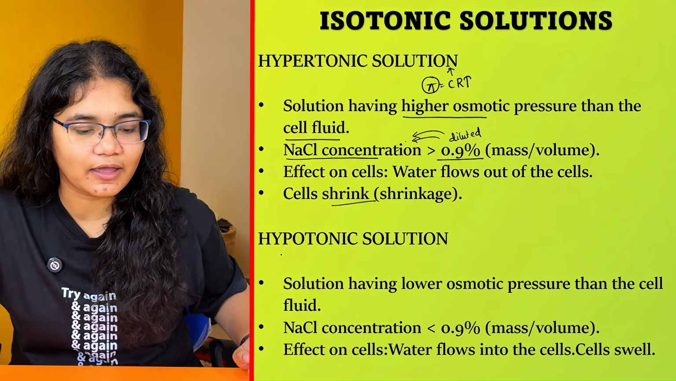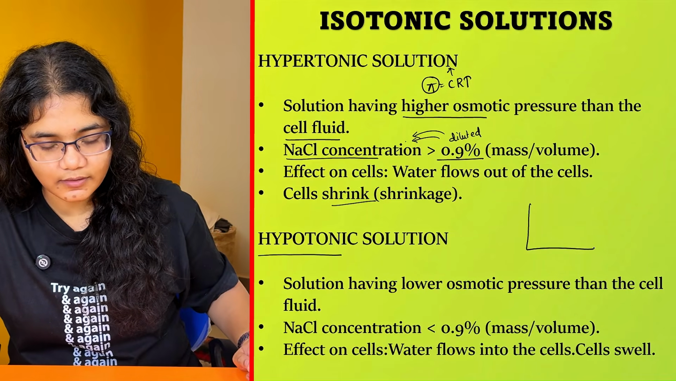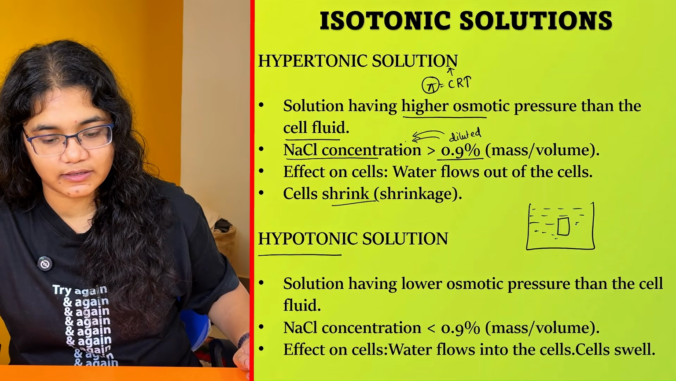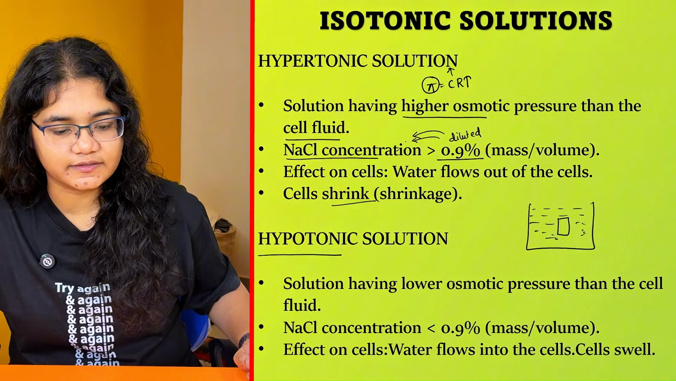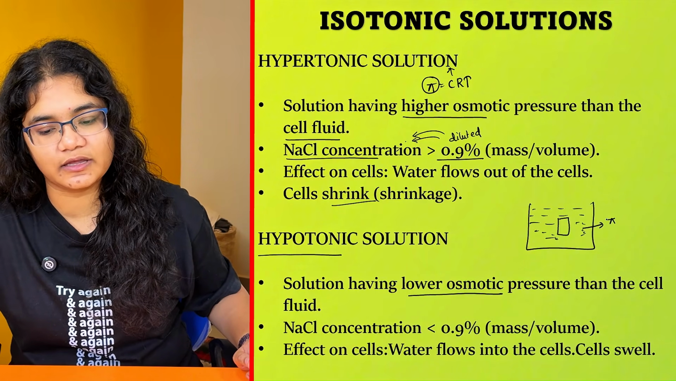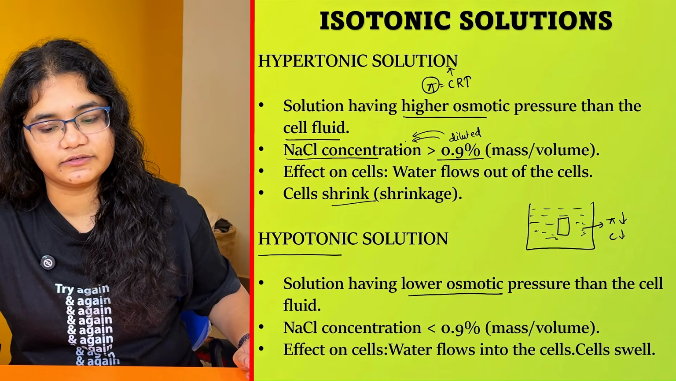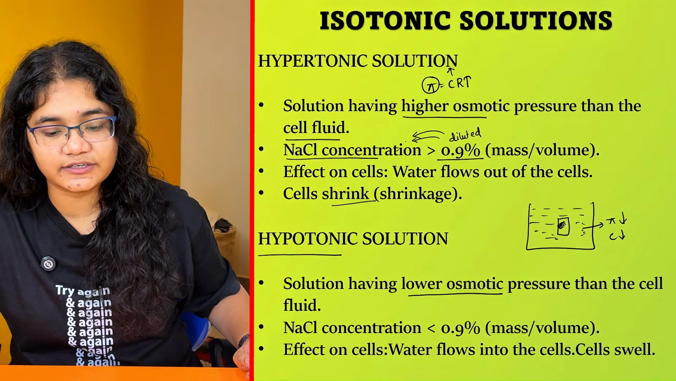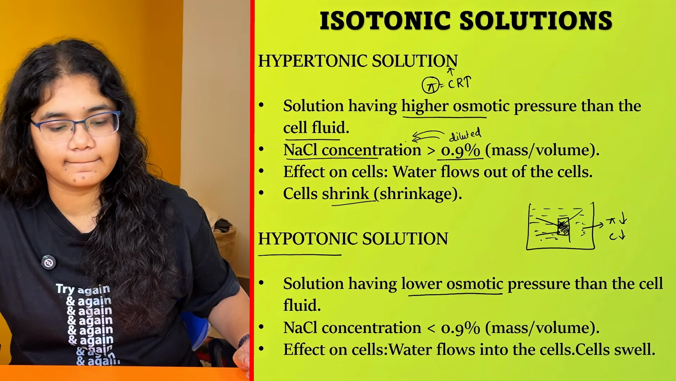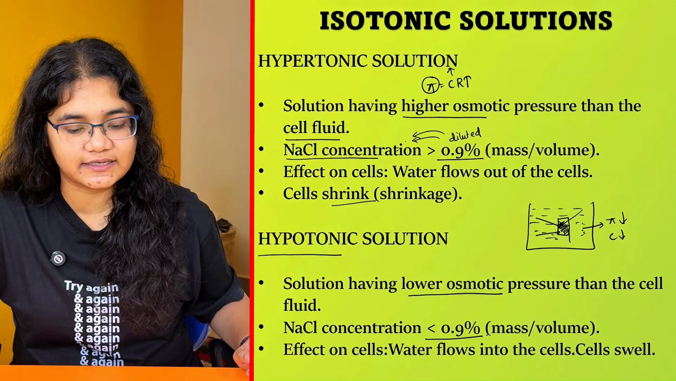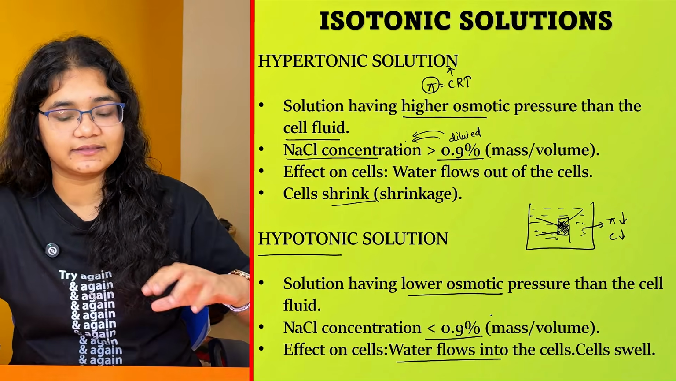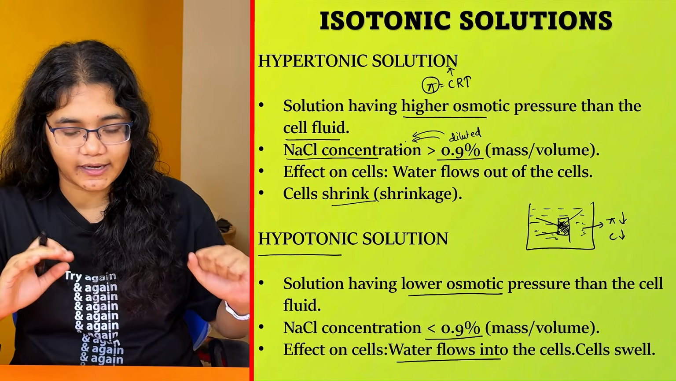Now on the other hand, if you have a hypotonic solution, meaning you have a cell here and the outer solution has a lower osmotic pressure, meaning its concentration is also less and the cell concentration is high. So what will happen? Osmosis will happen in this direction. So the NaCl concentration is less than 0.9% and the effect will be that water will flow into the cells and the cell will swell.